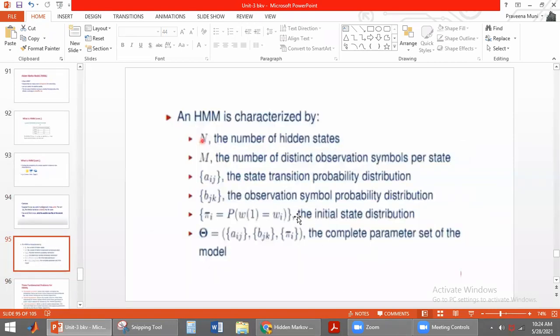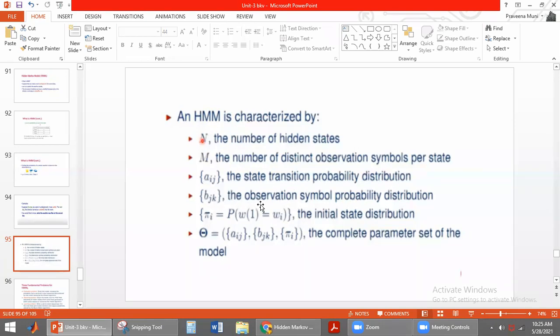Now the hidden Markov model is characterized by these terms. Capital N indicates the number of hidden states. Capital M indicates the distinct observation symbols per state. For each state we have a different number of observations, which we denote with M. Aij is the state transition probability distribution.